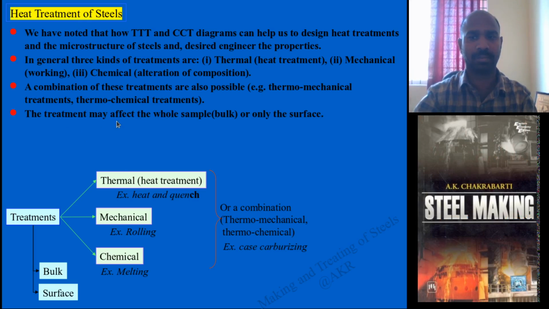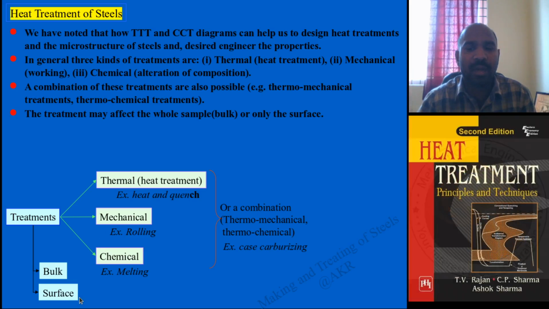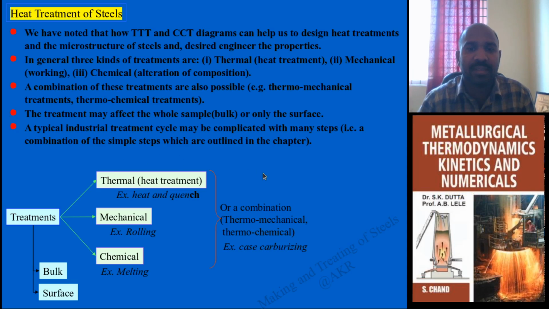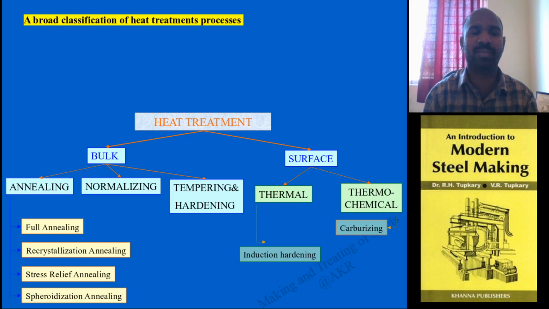This heat treatment may affect the entire sample, which is the bulk of the sample, or it may affect only the surface, where only the surface is hardened and the bulk core of the sample retains its properties. The typical industrial practice is a combination of steps, thermochemical and thermomechanical. This is the broad classification of the heat treatment process.